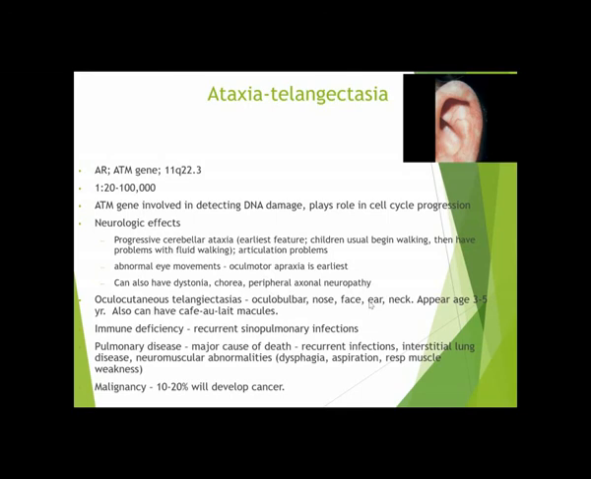And these patients are immunoglobulin deficient, so there is an immunodeficiency, which results in recurrent sinopulmonary infections. They can have recurrent upper and lower respiratory tract infections. In these patients, they can develop pulmonary disease, which is a major cause of death. Patients can have recurrent infection, they can have interstitial lung disease, they can have neuromuscular abnormalities leading to dysphagia and aspiration pneumonias and respiratory muscle weakness. And these patients are prone to develop malignancies. 10 to 20% of ataxia telangiectasia patients can develop malignancy over time.